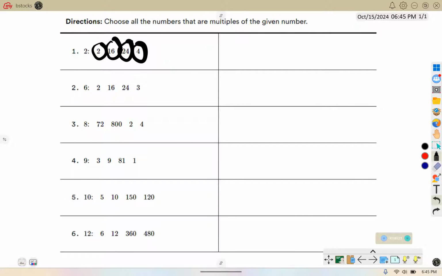Here, looking for multiples of 10. 5 is not a multiple of 10, but 10, 150, and 120 are. Go through and complete 2 through 6 in your composition book.